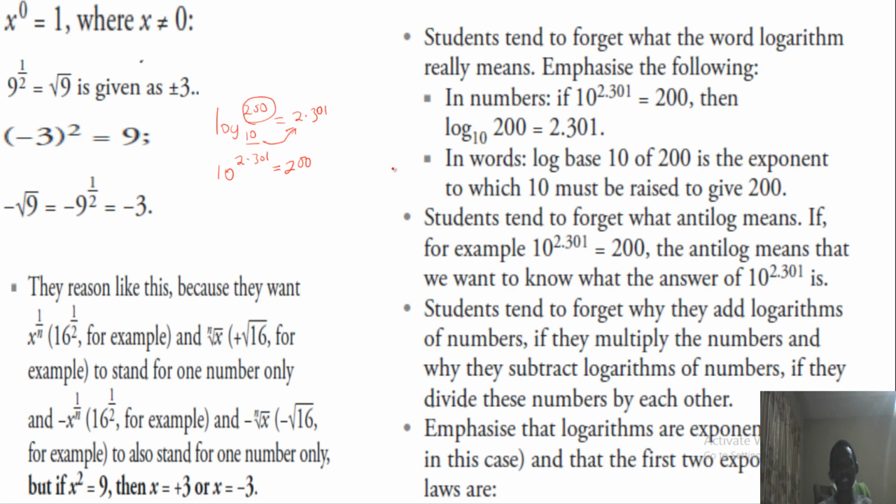And then the inverse, log base 10 of 200 is the exponent of what? To which 10 must be raised to give 200? 10 must be raised to give 200, which is the number. That's what you need to understand. And basically, what we're saying here is a very simple thing. If I say log 4 to base 2 equals 2, basically what we're saying here is 2 raised to the power 2 equals 4.